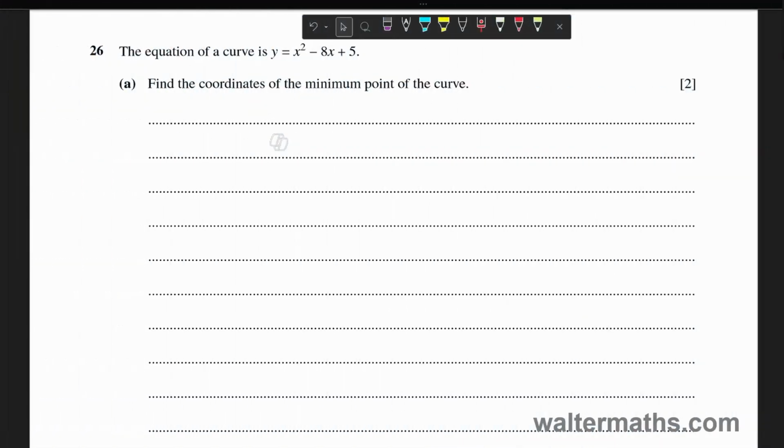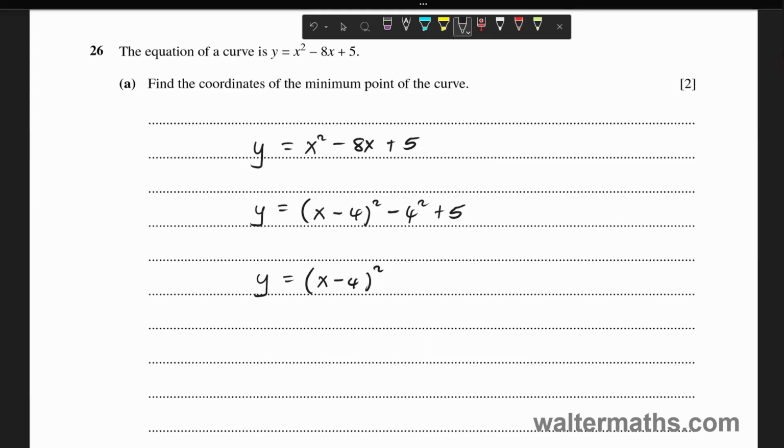So this question here says, the equation of a curve is y is equal to x squared minus 8x plus 5. So on part A, find the coordinates of the minimum point of the curve. So we have y is equal to x squared minus 8x plus 5. If we complete the square, it becomes (x minus 4) squared, and that's minus 4 squared, plus 5, which comes out as (x minus 4) squared, and that's minus 16 plus 5, which is minus 11.